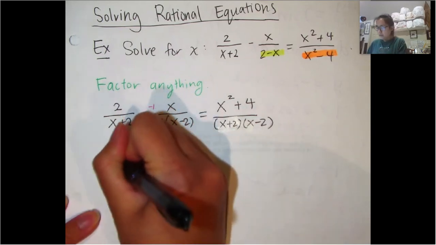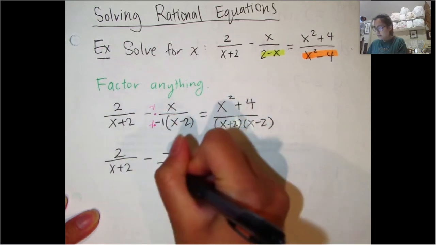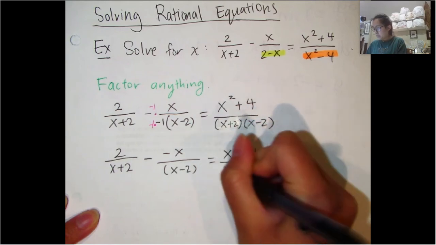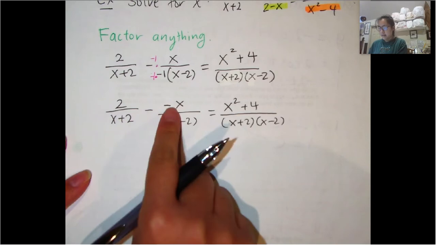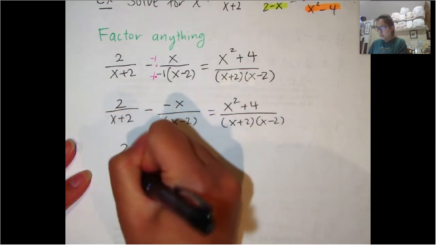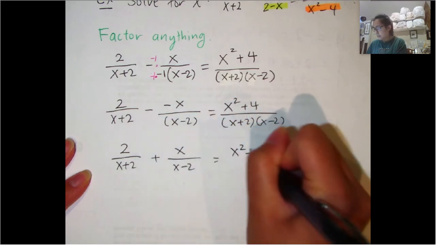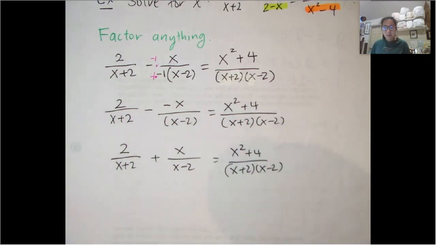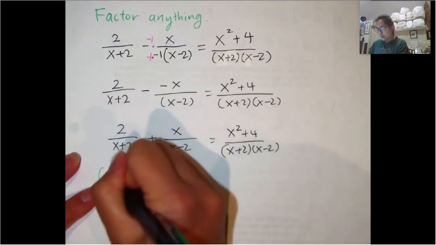So we're left with 2 over x plus 2 minus -x over x minus 2, which equals x squared plus 4 over x plus 2 times x minus 2. As you'll see here, it's a minus a negative, so you have 2 over x plus 2 plus x over x minus 2 equals x squared plus 4 over x plus 2 times x minus 2. And as I said a moment ago, you want to combine into one fraction on each side.